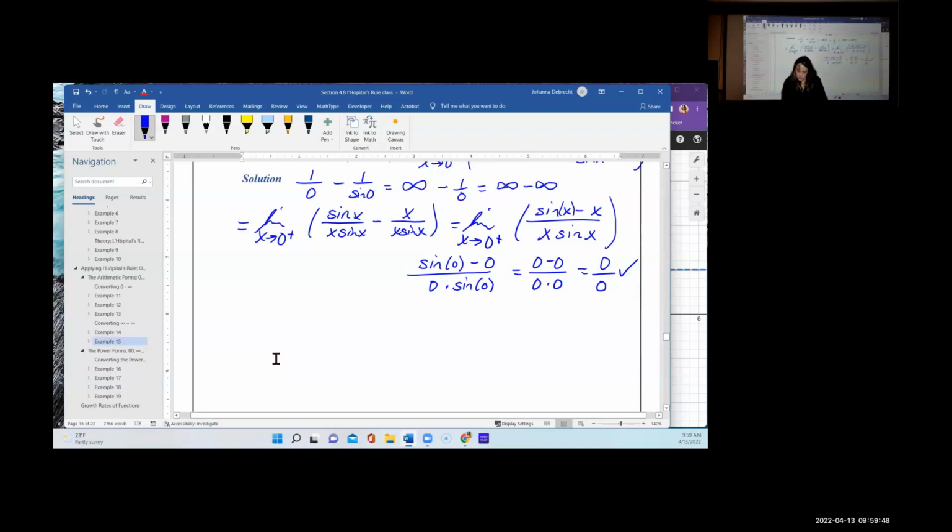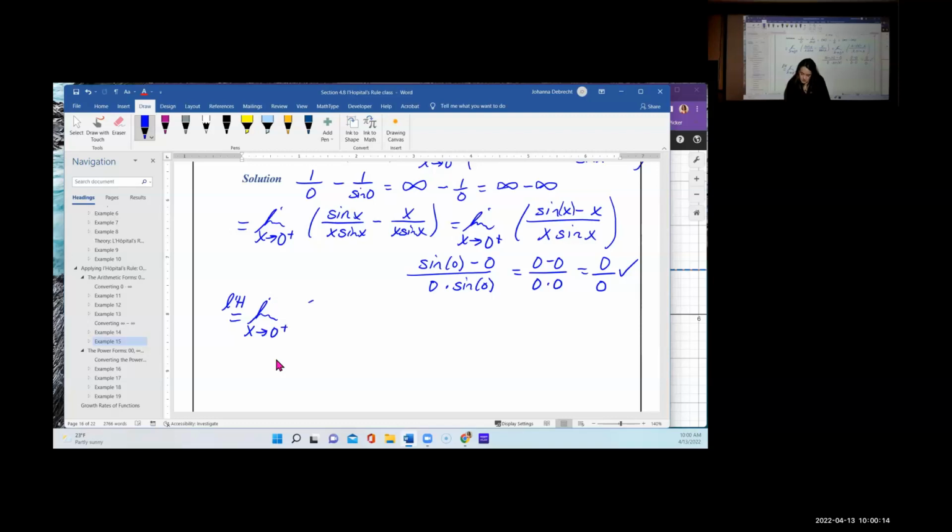So I'm going to look at the numerator and say, is that a differentiable function? Sine x is differentiable everywhere, x is differentiable everywhere. The product of differentiable functions is differentiable. So I can go ahead and use the tangent line approximations. So this is the step where we are using L'Hopital's rule.